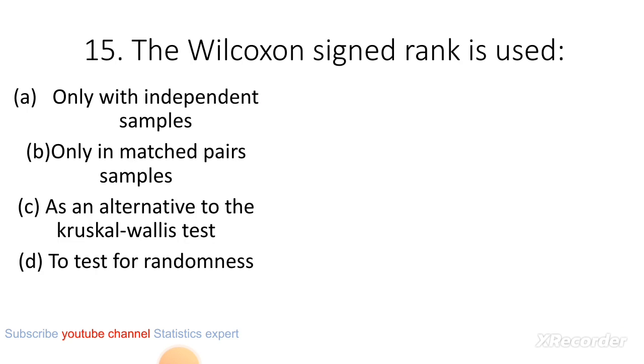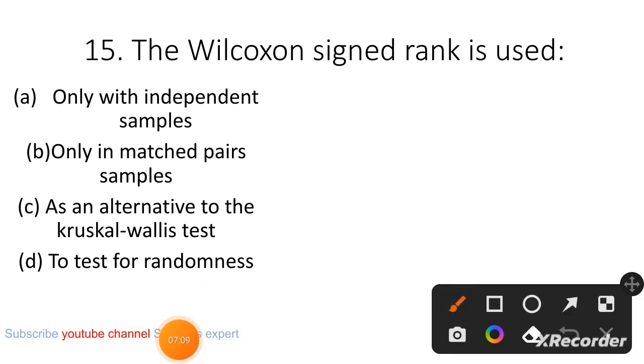The next question: the Wilcoxon signed rank test is used... option A, only with independent samples; B, only in matched pair samples. So here our answer is B. B is the right option.